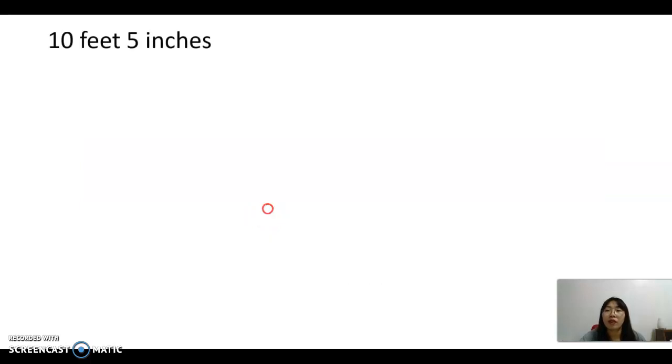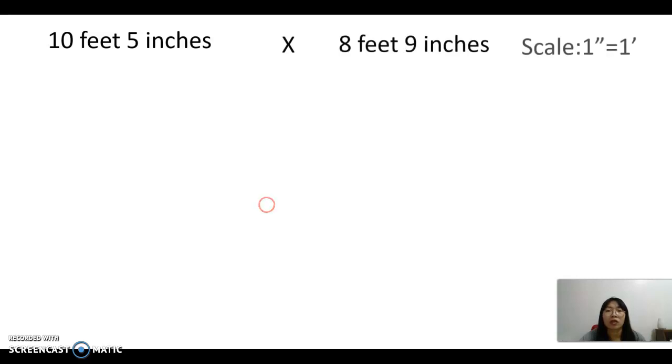We have 10 feet 5 inches times 8 feet 9 inches. The scale is 1 inch equals 1 foot. First, we already have feet, so we need to convert this to the scale of 1 inch. We have 10 feet, and we need to multiply by the scale, 1 inch. So 10 feet equals 10 inches.